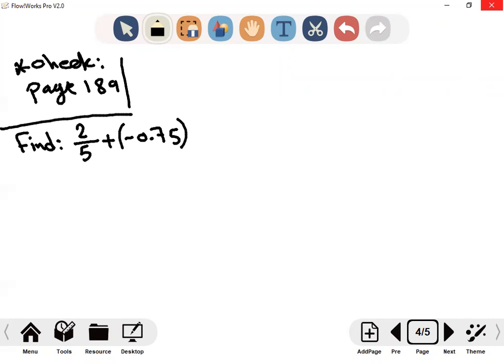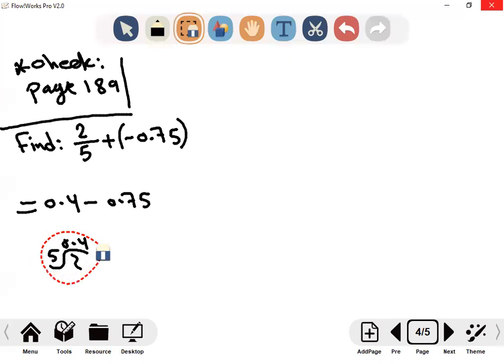Okay. Now, as we said in the previous one, we have two ways. You can turn the decimal to a fraction or the fraction to a decimal. If you turn this fraction to a decimal, you make division. 2 divided by 5 will be 0.4. Plus minus 0.75. Done? Equal. Now here, what's the sign of the 0.4? Positive. The sign of the 0.75, negative. Different signs, subtract, and put the bigger sign.